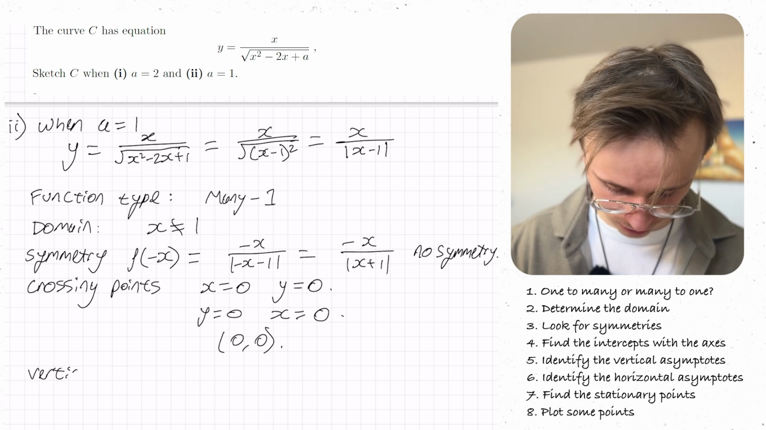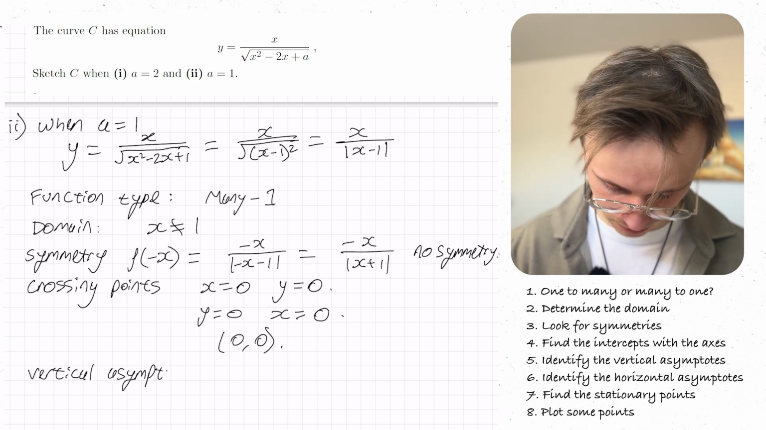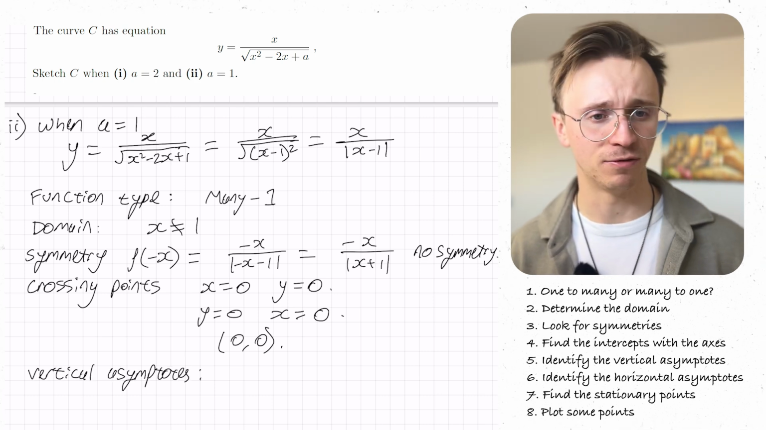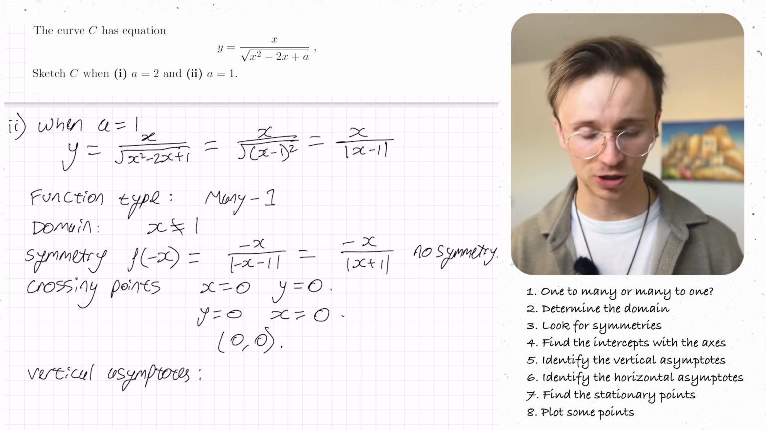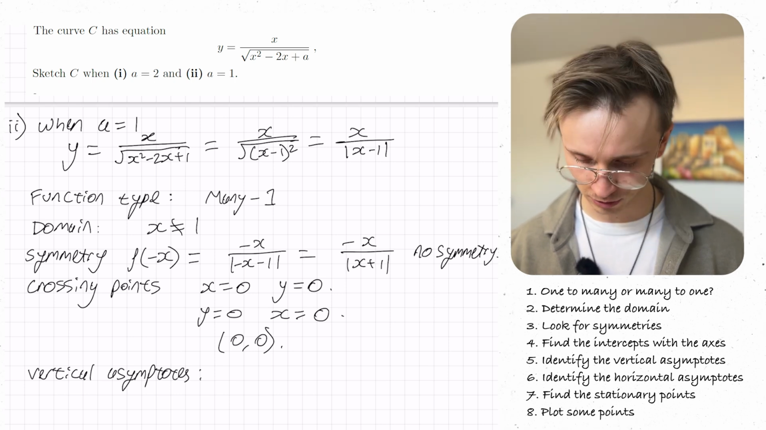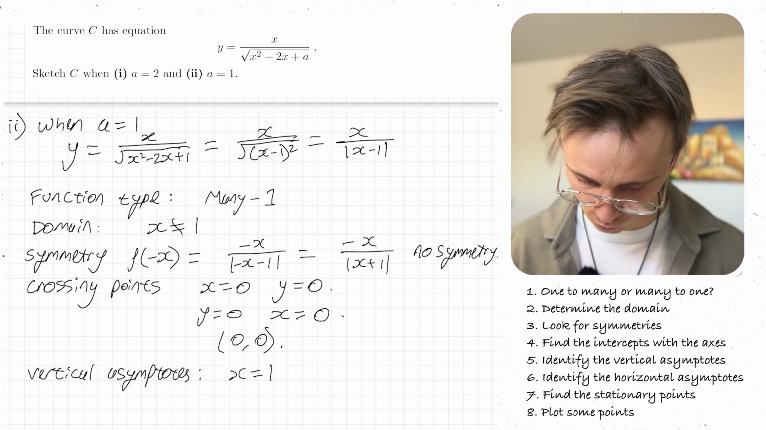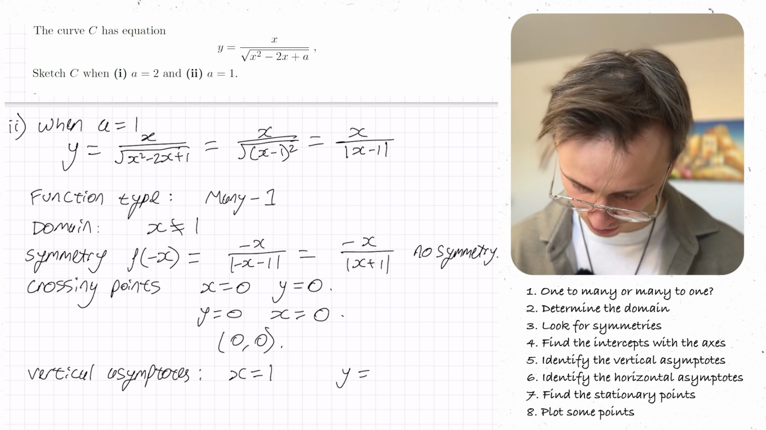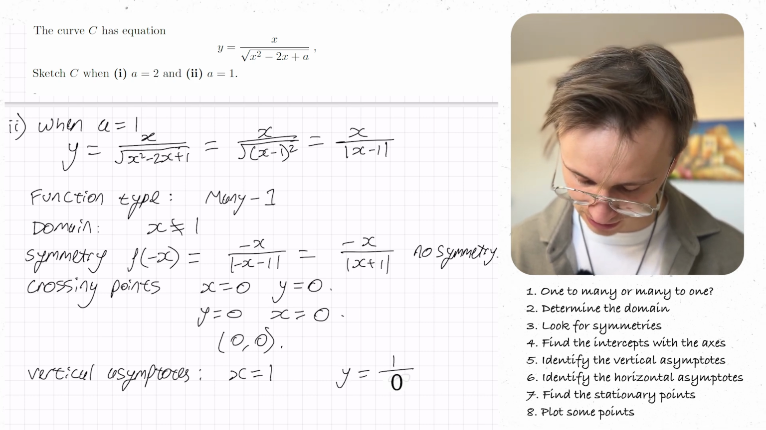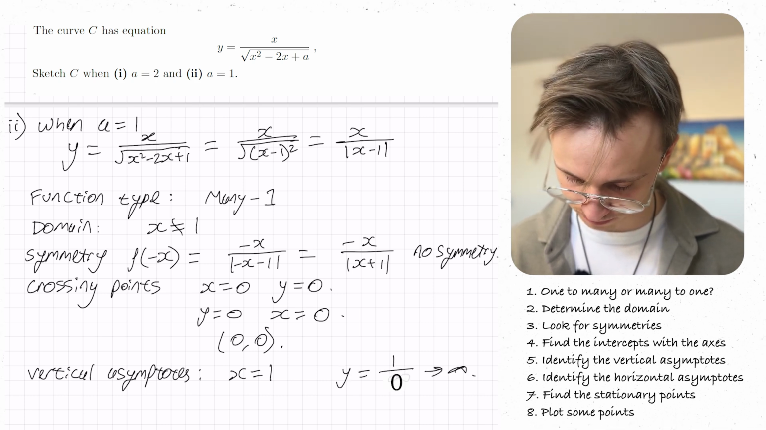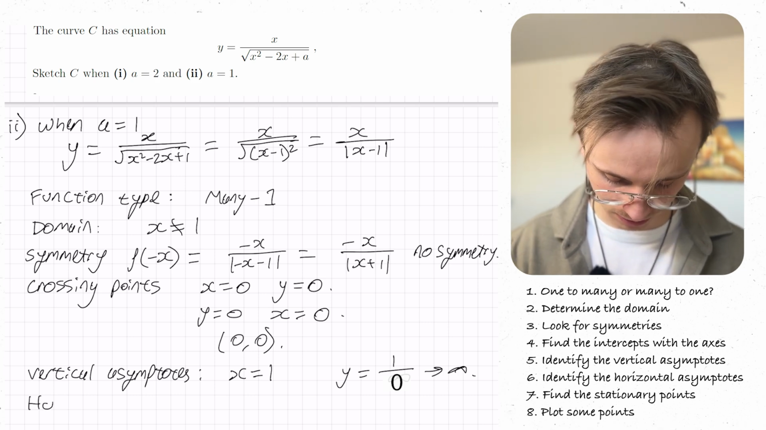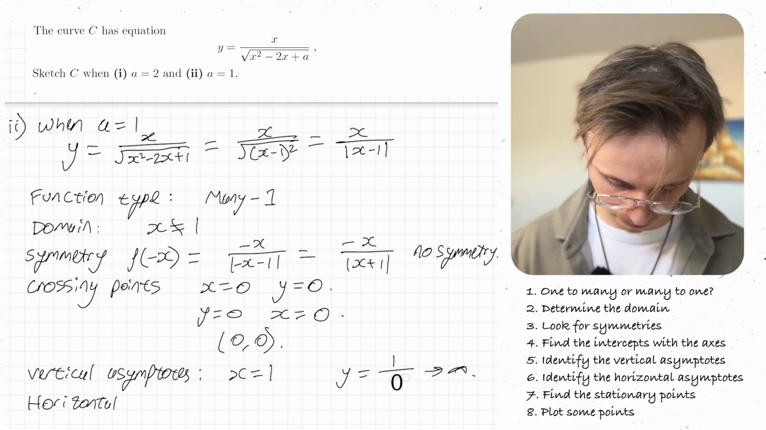Okay, vertical asymptotes. I've already kind of identified it, but I'll just double check it is actually an asymptote. So at x equals 1, I get y equals 1 over infinity. So yes, it is a vertical asymptote. Okay, pretty easy.